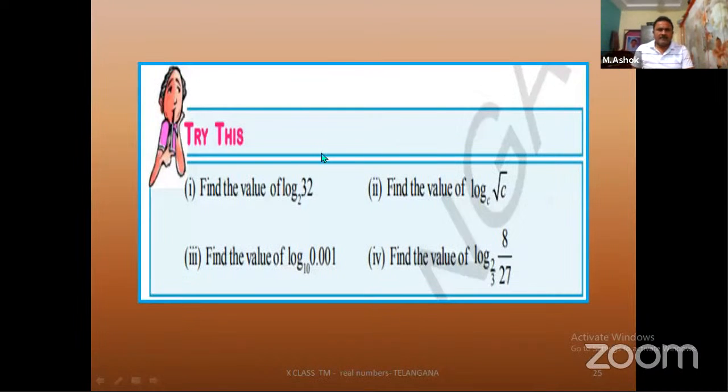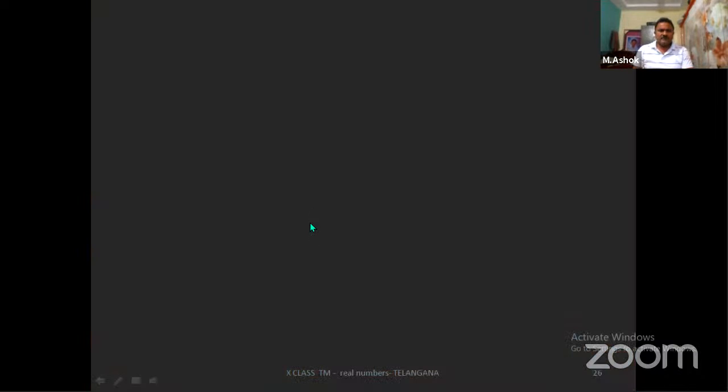So look at a few more questions here. Try this. First question, find the value of log 32 base 2. And find the value of log square root c base c. Find the value of log 0.001 base 10. And find the value of log 8/27 base 2/3. In this I will tell a few sums.